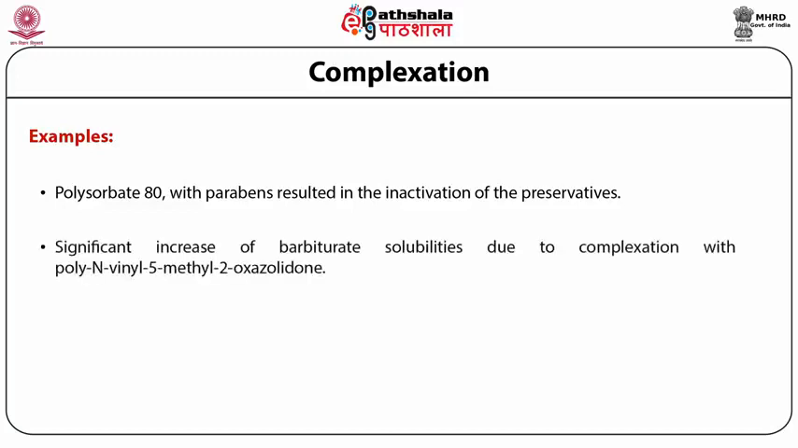A significant increase in barbiturate solubilities as a result of complexation with poly N-vinyl 5-methyl 2-oxazolidone has been reported. A classic example is polyvinyl pyrrolidone, which precipitates in complex formation with a variety of organic and inorganic pharmaceuticals, the most dramatic of which is the well-known PVP iodine complex.